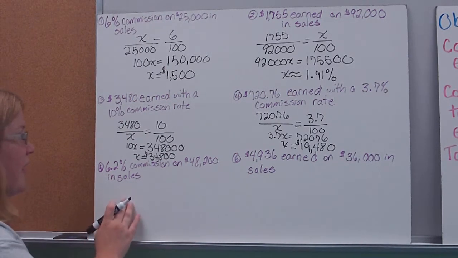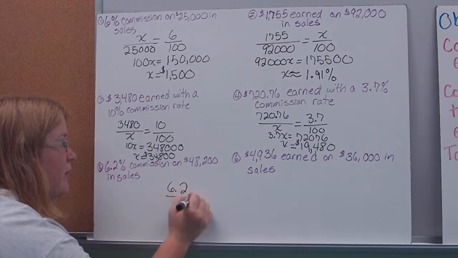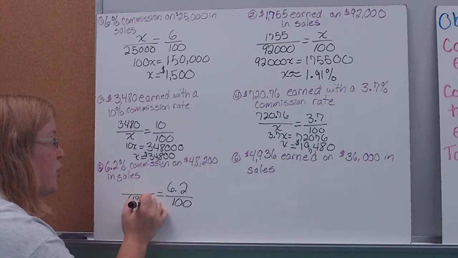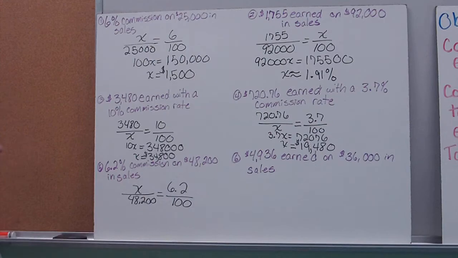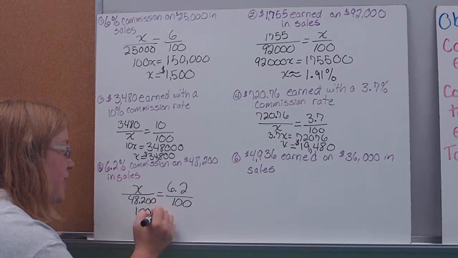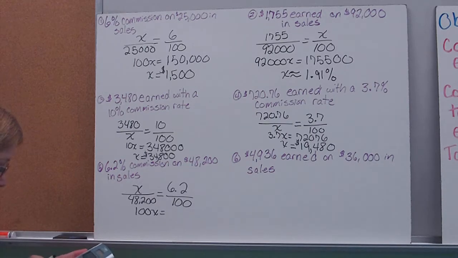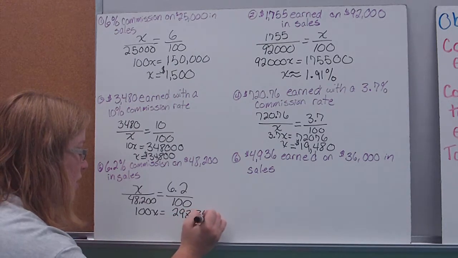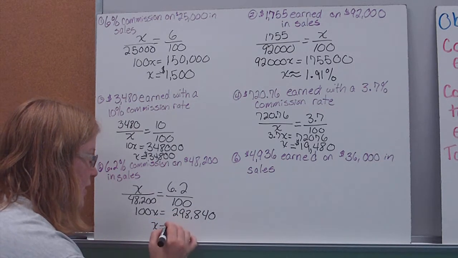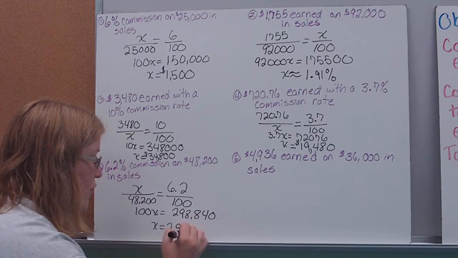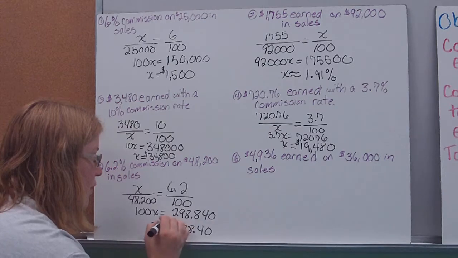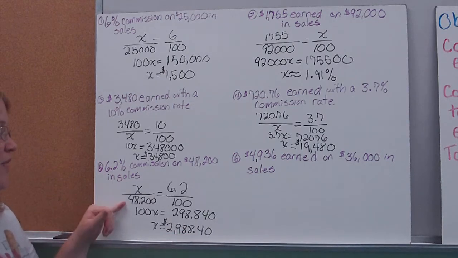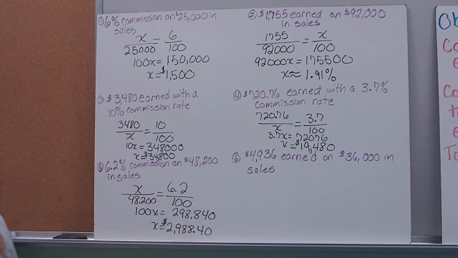All right. I have a 6.2 commission rate. So that always goes over 100. On $48,200 in sales, so what is my commission on that? So 100x is equal to 298,840. So when I solve for x, I wind up with $2,988.40 as my commission, or what I would have made off of that. So that would be the money paid to the person if they sold this much in goods and services.